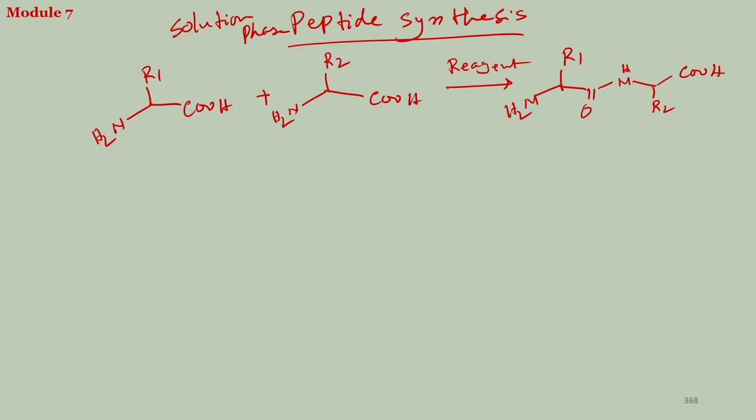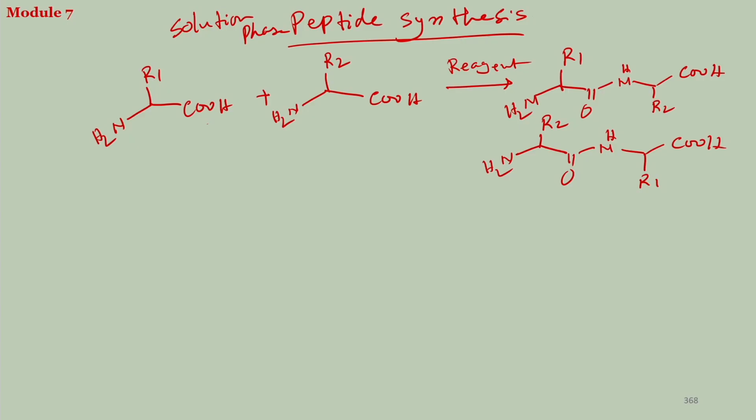Is there a second possibility? In this case, the acid of R1 is reacting with the amine of R2. What can happen? The other way around. The acid of the R2 can react with the amine of the R1. So in this case, you will have R2 R1. This is a different molecule, this is a different molecule. So we have already two possibilities.